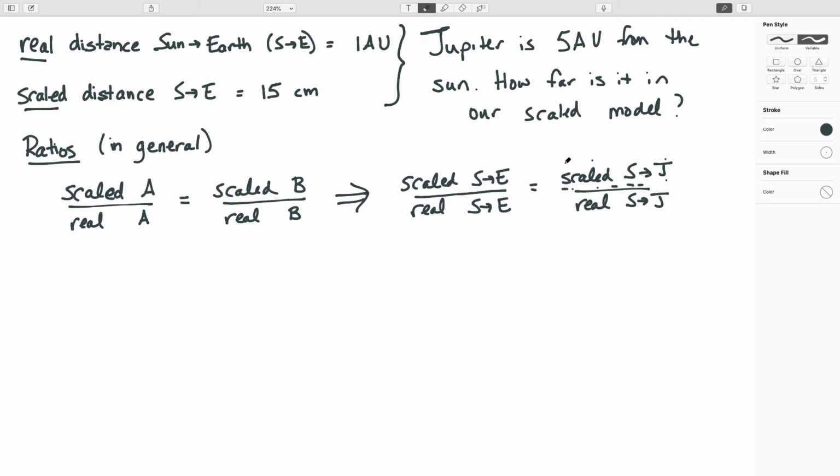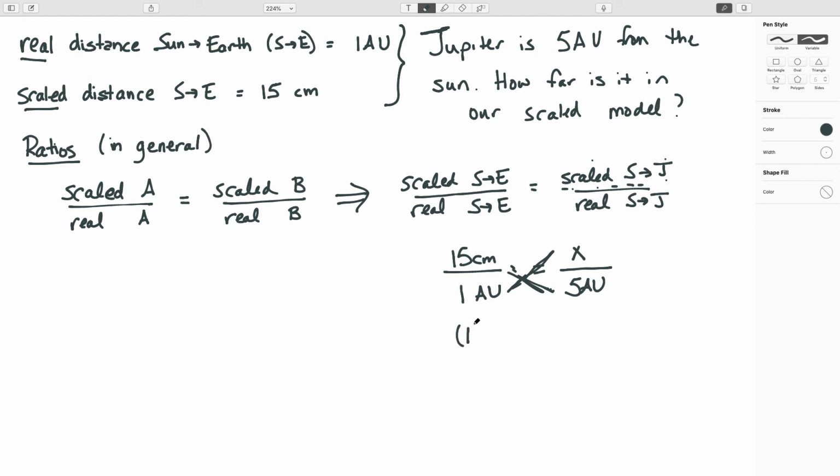So scaled sun to earth is 15 centimeters. Real sun to earth is 1 AU. Scaled sun to Jupiter is the thing that we don't know, so we're going to use x for that. x is our unknown. And then real sun to Jupiter is 5 AU. Now all we have to do is cross multiply. We have to say this times this guy equals this times this guy, right? So we're going to cross multiply. I'm going to do this one first, it doesn't matter.